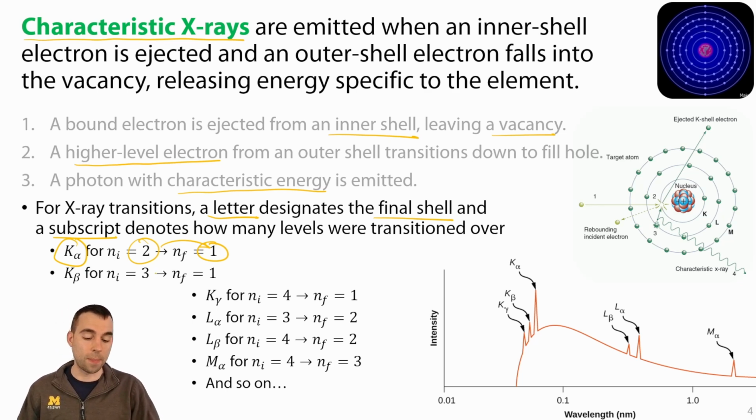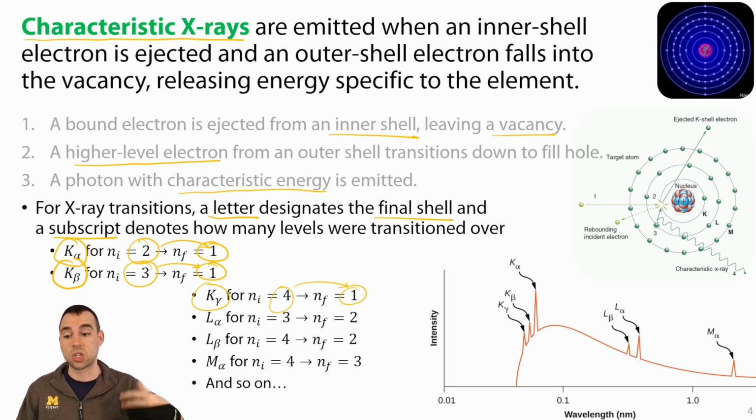And if we jump from the third n shell to the first n shell, we're still arriving at the first n shell for our n final, so that is a K transition, but we would call that the K beta transition because it's the second possible transition that could relax down into the K shell. And K gamma would be an n initial of 4 and an n final of 1, and so those are the K transitions, and they keep going up with the Greek alphabet from there. Usually you won't have many more than alpha, beta, or gamma.